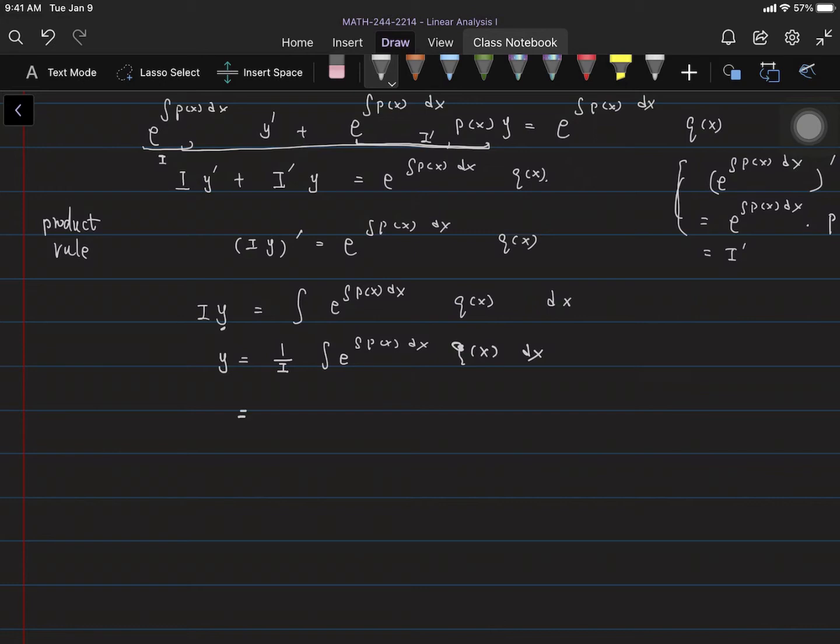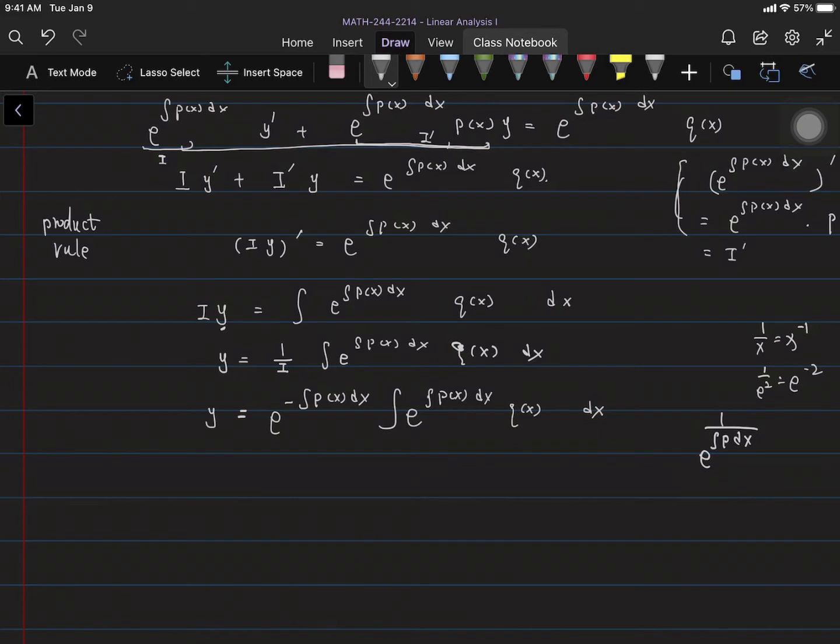1 over e to the p dx is 1 over something. So it's like 1 over x turns into x to the negative 1 power. So 1 over e squared is e to the negative 2 power, right? So here is e to the negative integral p x dx, and the integral e to the integral p, and the qx and dx.